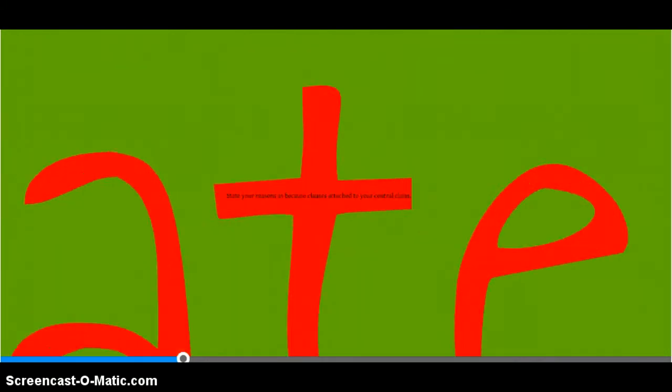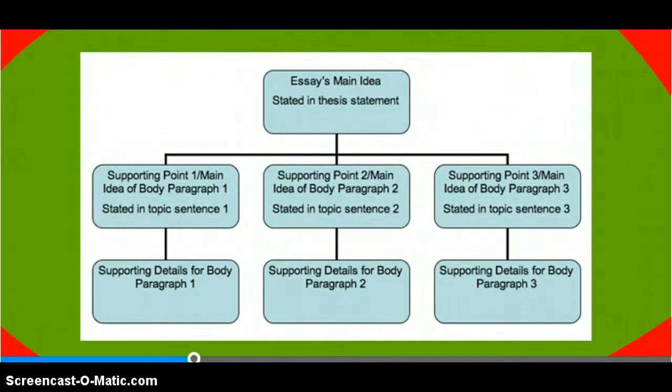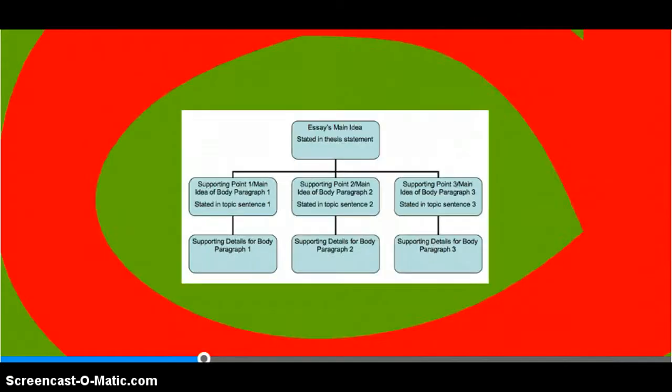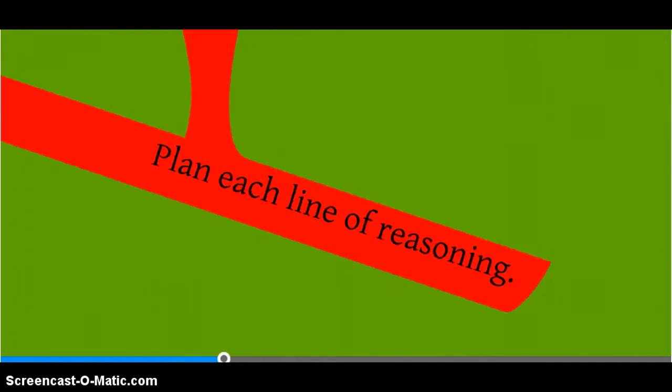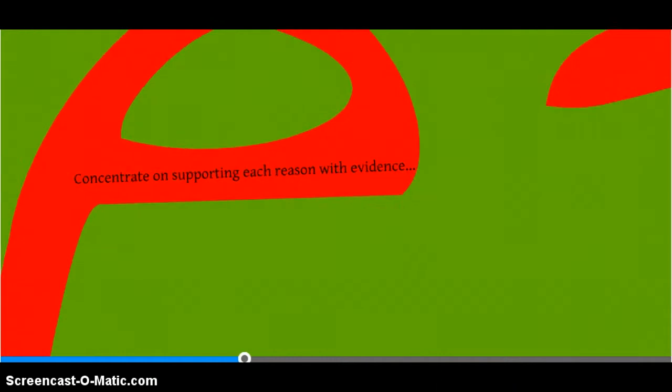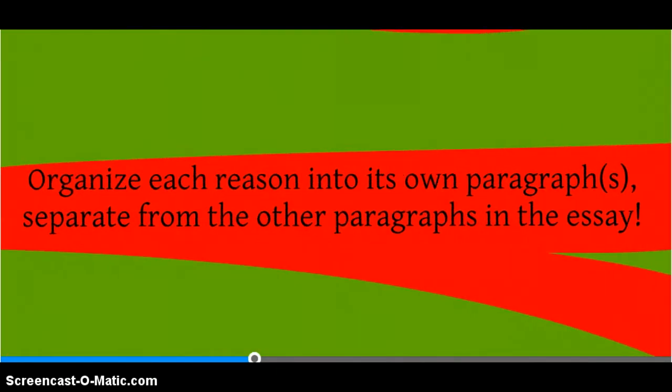You can create an outline of your argument, stating your reasons as because clauses attached to your central claim, using the traditional argument structure. Then, plan each line of reasoning, concentrating on supporting each reason with evidence and arguing for the underlying assumptions behind each reason. You want to organize each reason into its own paragraph separate from the other paragraphs in the essay, and present these paragraphs in the same order as they are mapped out in the claim or thesis at the beginning.